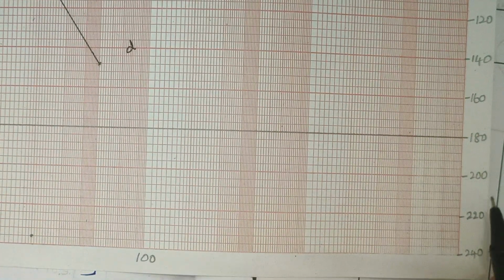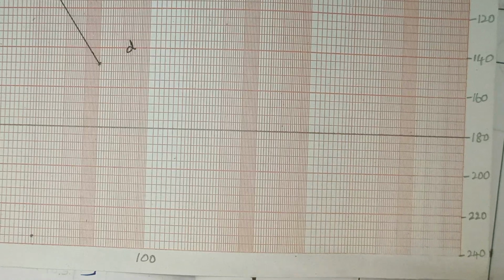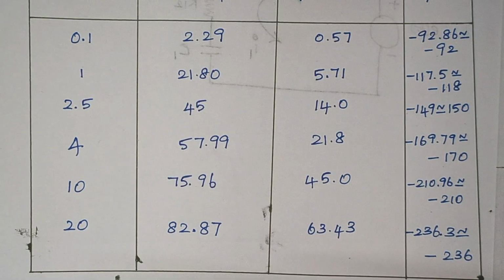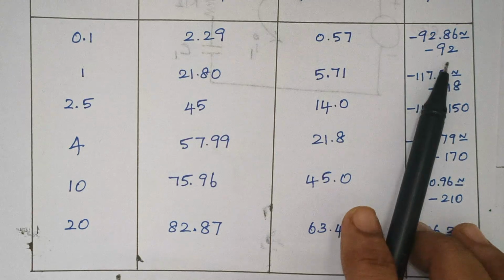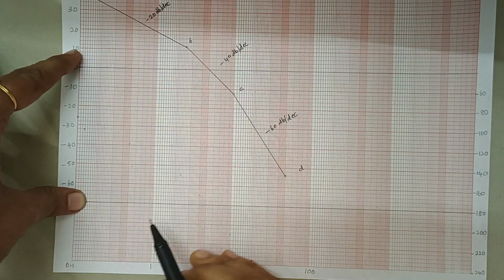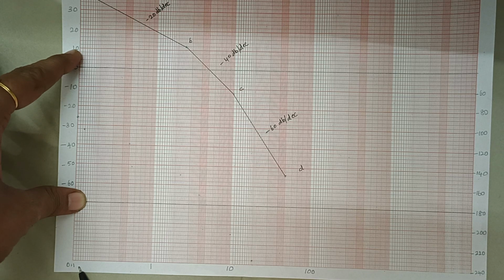Okay, these are the range of values which we need. Then the next thing is we have to plot as usual. You see, the first value is 0.1 and the value of angle is minus 92. So we'll mark that first. You see, this is our 0.1 and the value of angle is minus 92.